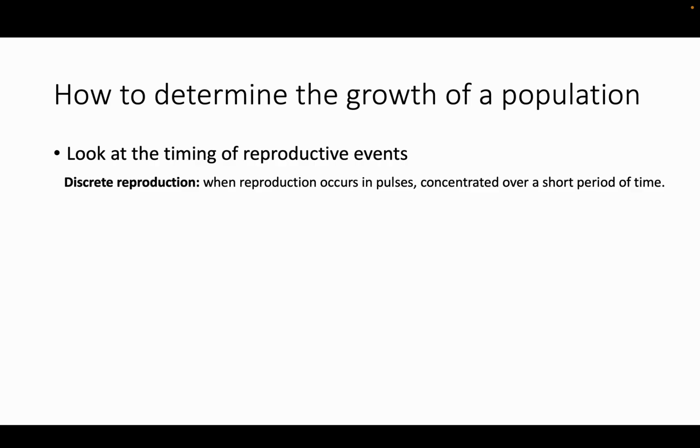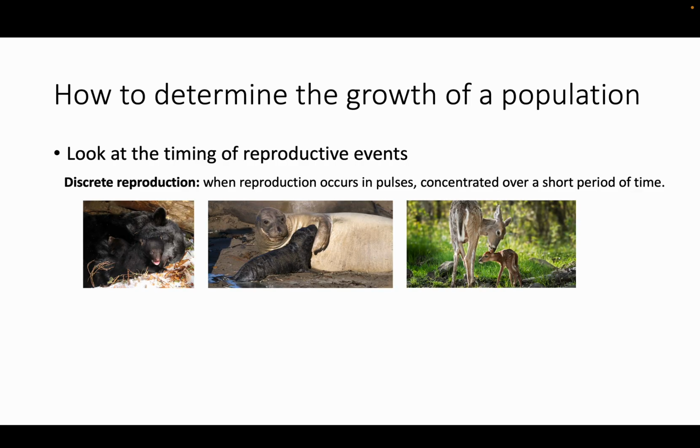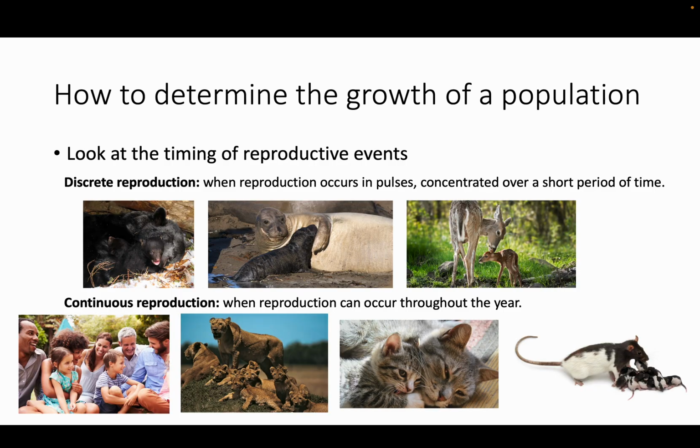Some animals have discrete reproduction. This means that they can only give birth at a certain time during the year. Any other time, you're not going to see a high growth. Examples of individuals with discrete reproduction are bears, some seals, and some deer. These are animals that typically give birth during the springtime when conditions are more favorable. A lot of insects as well can have discrete reproduction.